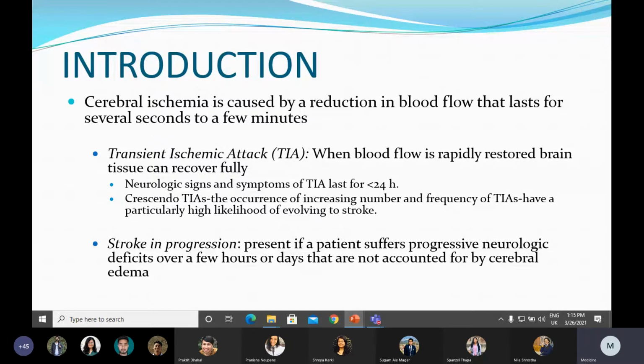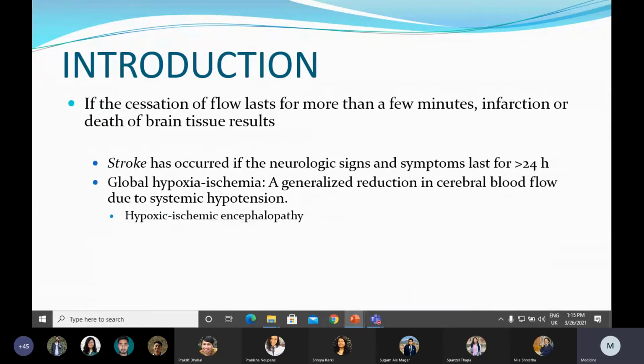Stroke in progression means when the patient is suffering from a progressive neurological deficit over hours or days from the date of presentation of a stroke, and that deterioration in neurological function should not be because of cerebral edema. If the patient doesn't have cerebral edema but the patient's neurological deficit is increasing, then we call that a stroke in progression. Another term: when the neurological signs and symptoms last more than 24 hours, then we call that a stroke.